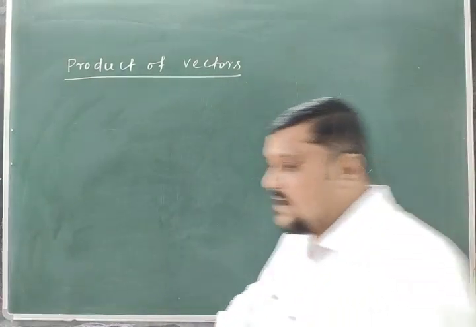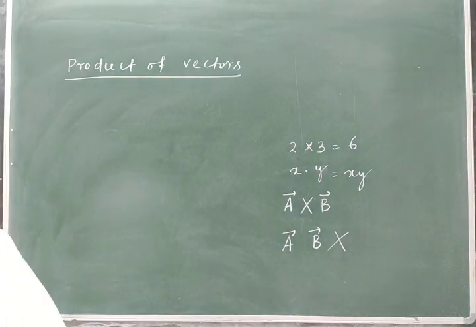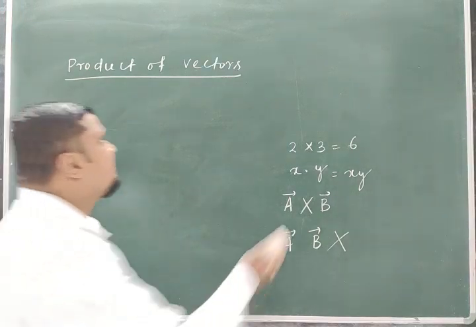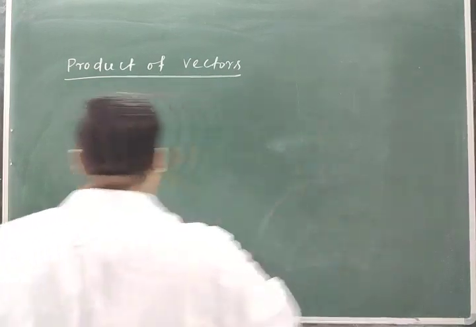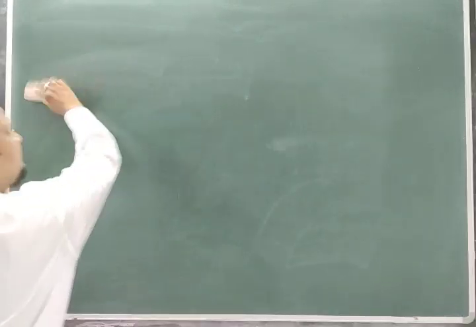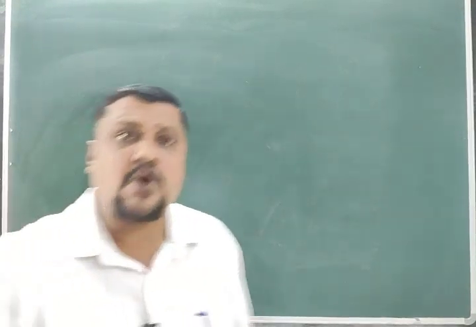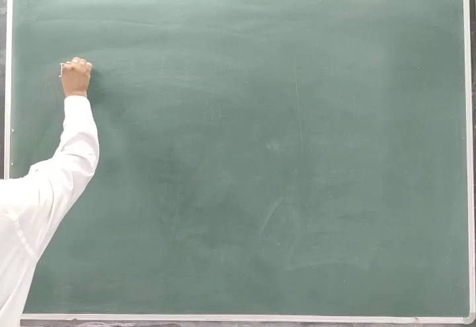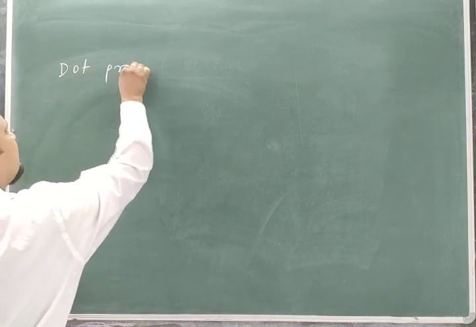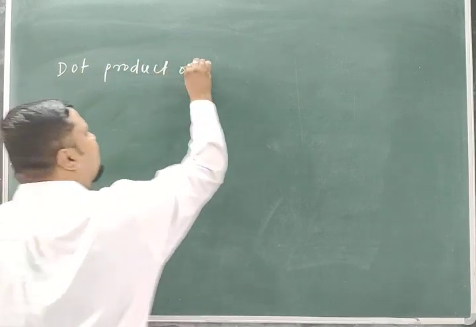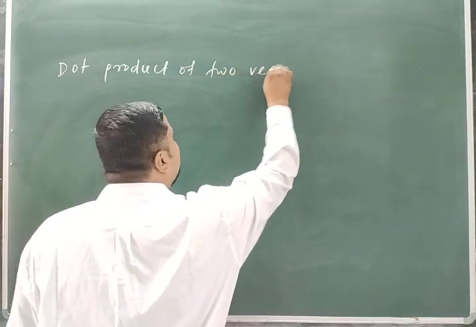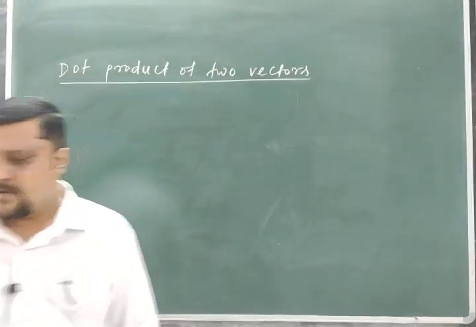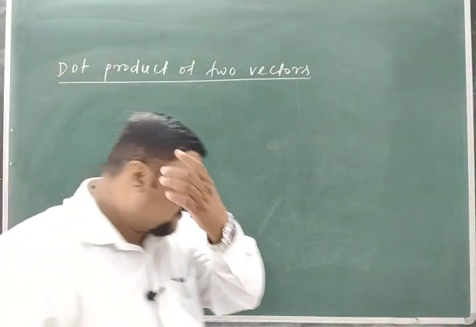So now in this product of vectors, first we will go for the dot product of two vectors. Then we will go for the cross product of two vectors, right? So first we discuss the dot product of two vectors. Clear? So now, what is this dot product of two vectors?